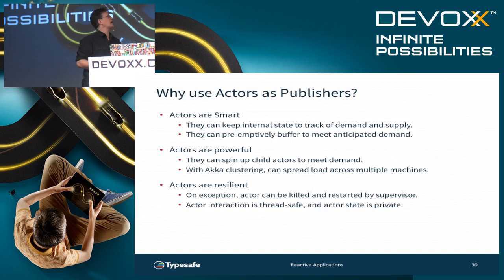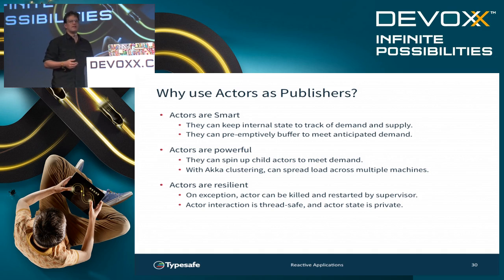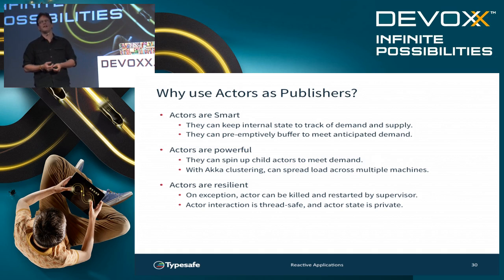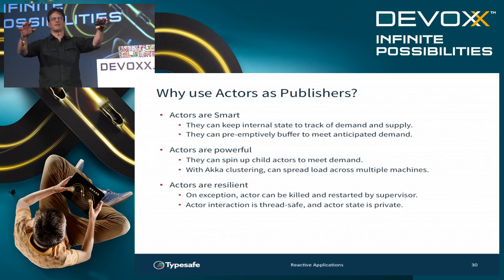So the question is, why actors as publishers? Well, they're smart. They can do things that you wouldn't anticipate. They can be able to buffer internally. We'll talk more about that. They can spin up child actors and be able to distribute load. And if you have Akka clustering on top of that, then you can distribute across nodes, which are different machines potentially. And if you start putting Mesos into the mix, then you can start provisioning extra nodes as well and really blow the thing out. So again, you're dealing with messages.